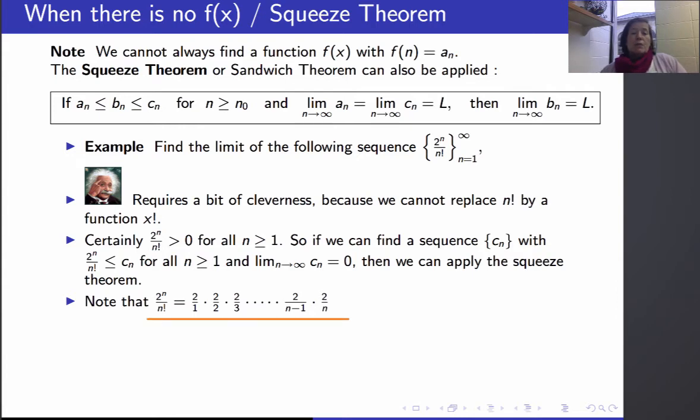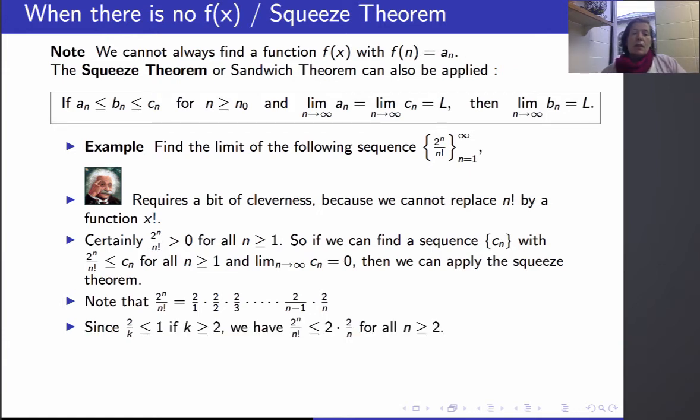First step would be to write out 2^n / n! in its expanded form. 2^n is 2 times 2 times 2, n times, and n factorial is n times (n minus 1), etc., until you get to 1. Now we can pair a 2 with each of these denominators, so this is equal to 2/1 times 2/2 times 2/3, etc., times 2/(n minus 1) times 2/n.